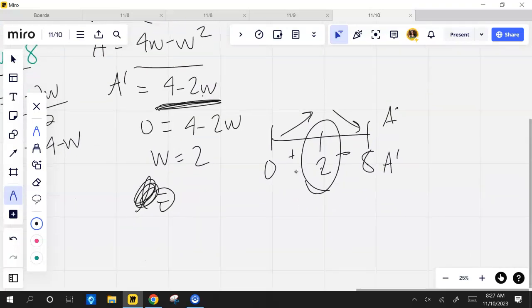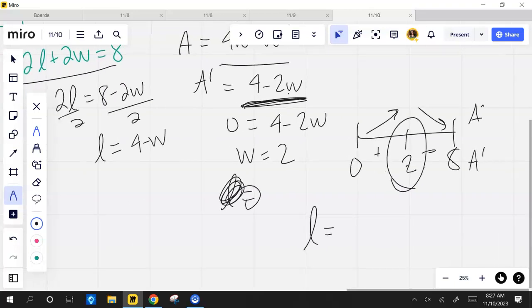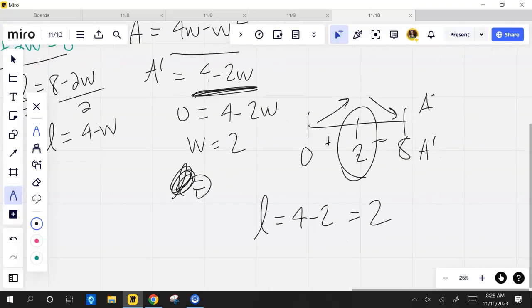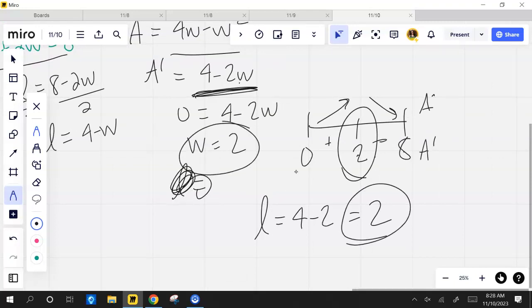If W equals 2, then length is 4 minus 2, which is also 2. Yes? If the width and the length are the same, it's a square. So it was worded a little bit different, but same thing.